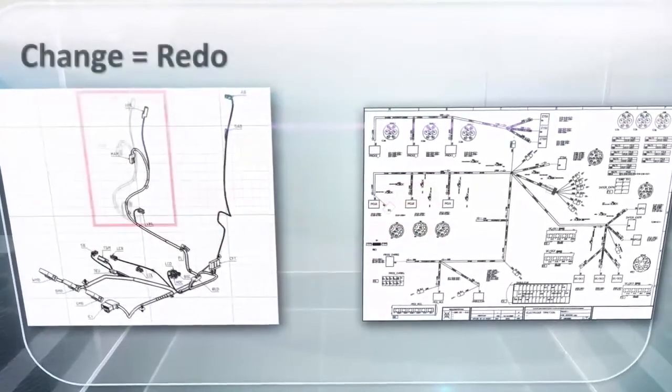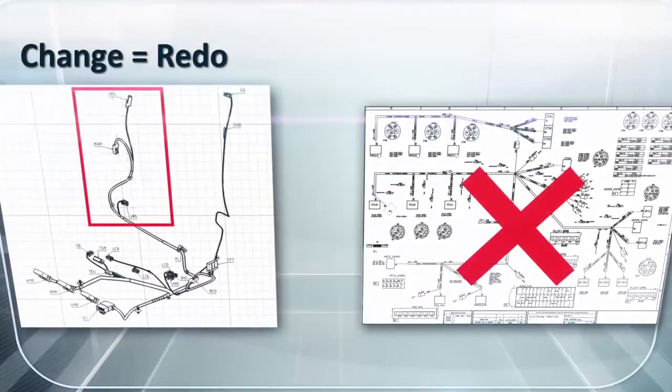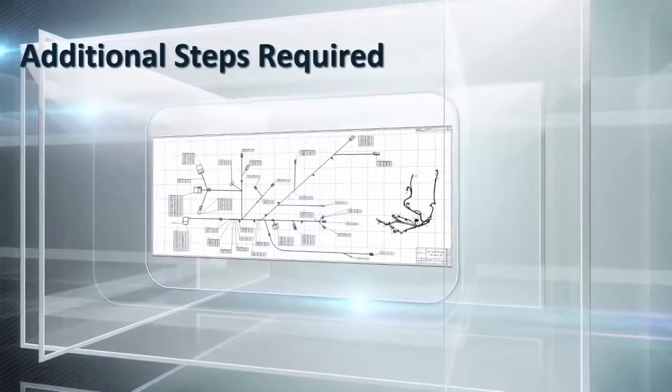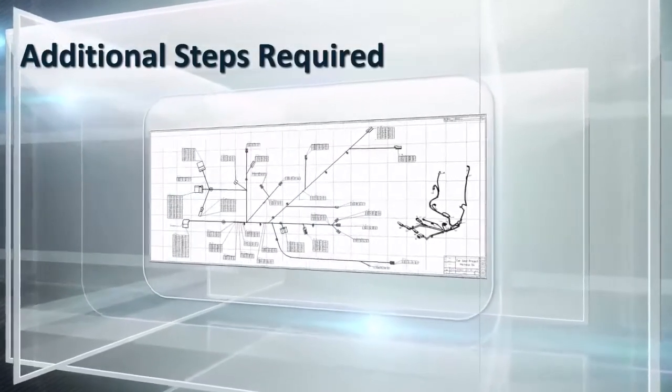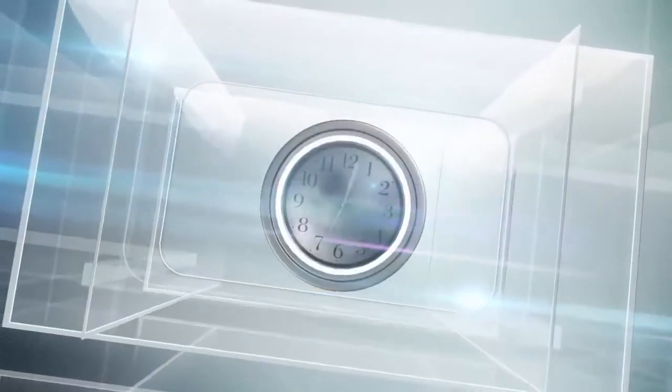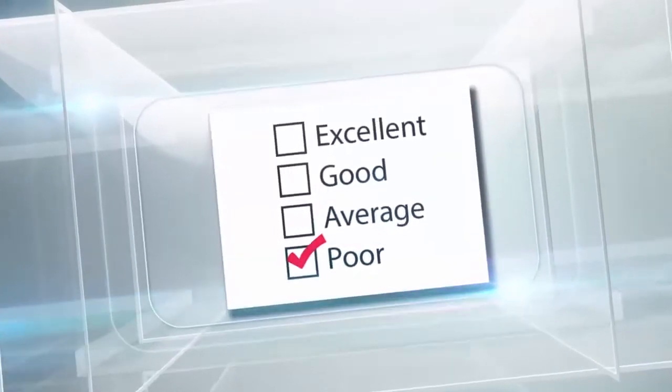Whenever there's a change, everything has to be redone. There's also no automatic update of documentation when 3D or 2D design of the harness changes. Additional steps are required to create the Formboard on the shop floor. In short, it's very costly and time-consuming, resulting in a lack of quality in the final product.